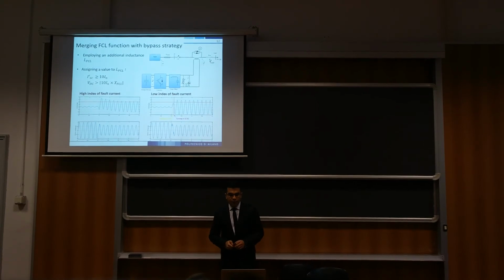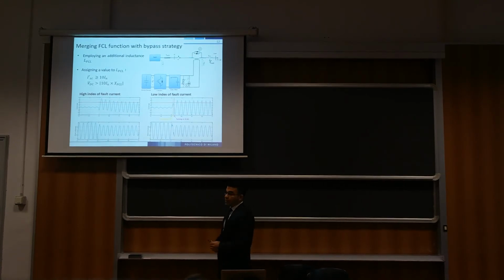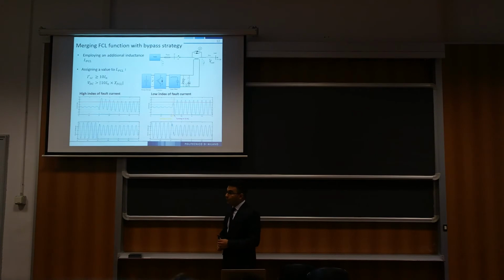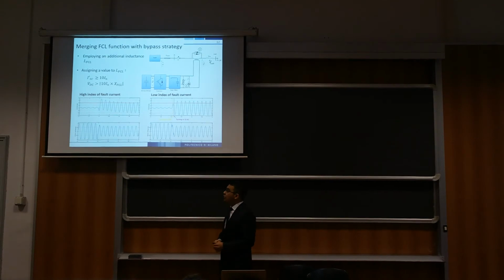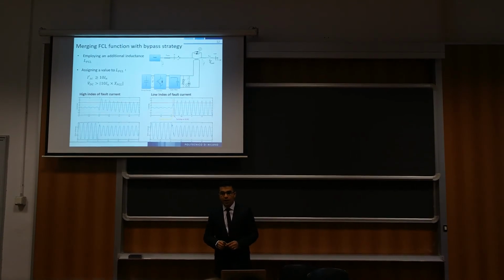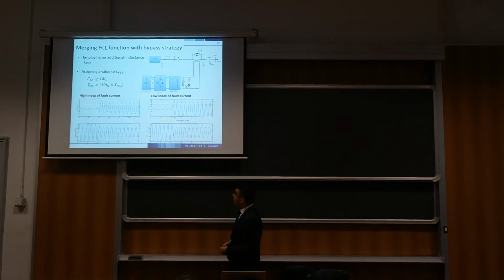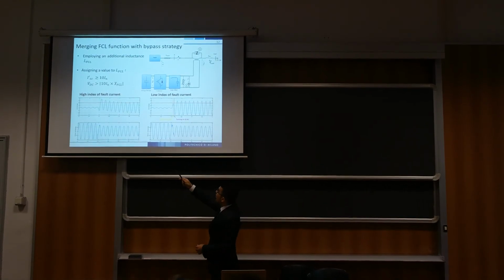The third passive strategy is based on merging the fault current limiting function with the bypass strategy. For this purpose, an additional inductance is inserted into the protection scenario in series connection with static switch number 1. As soon as fault is detected, static switch number 1 is turned on in order to limit the short circuit current. But the control system continuously measures the line current. If the line current becomes lower than 10 times the rated current, then static switch number 2 is turned on in order to let the current increase to be detected by the upstream circuit breaker.